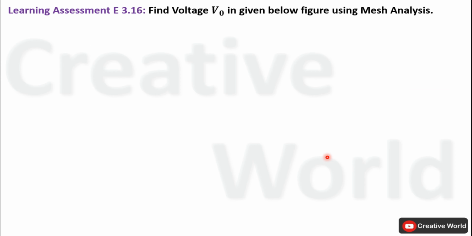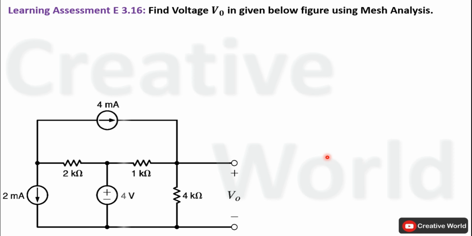Learning assessment E3.16. Find the value of voltage V0 in the given figure using mesh analysis. This is the circuit diagram of the given problem. Inside this network, we have to find voltage across this 4 kilo ohm resistance labeled as V0. So without wasting time, let's proceed towards the solution. We have to solve this problem using the mesh analysis technique.